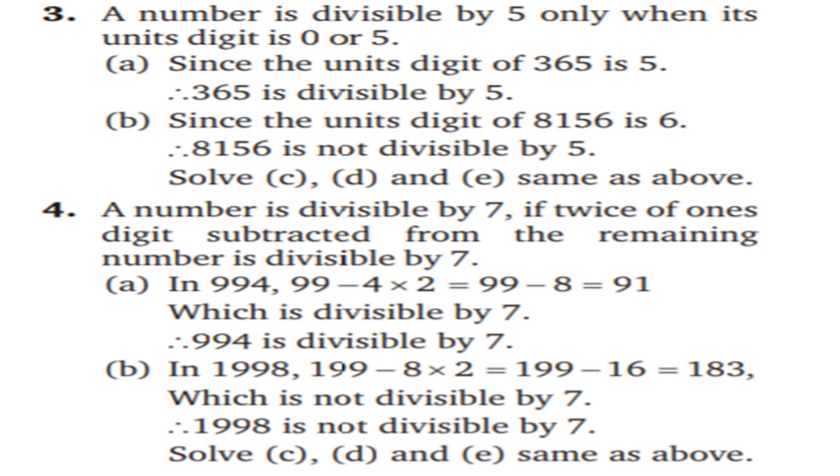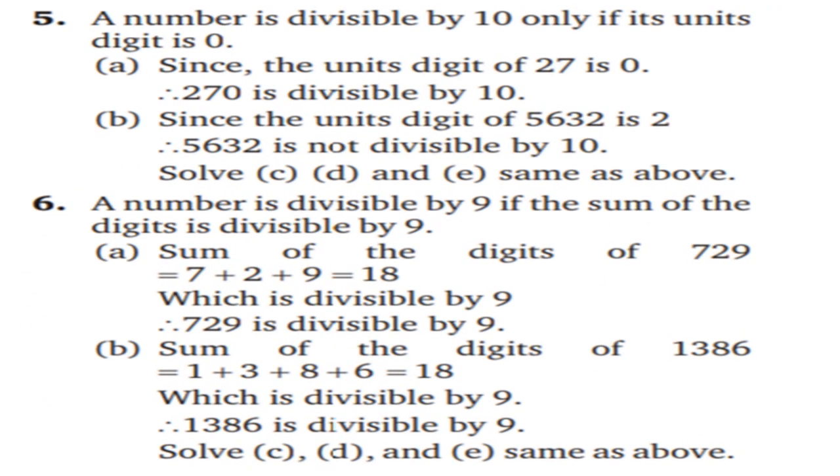Now B part, 1998. So 199 minus 8 multiply 2. So 199 minus 16 equal to 183. So 183 is not divisible by 7. Therefore this number is not divisible by 7. Now similarly you have to solve other part of this question.